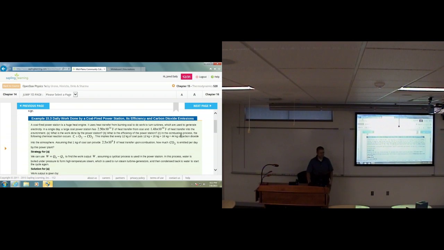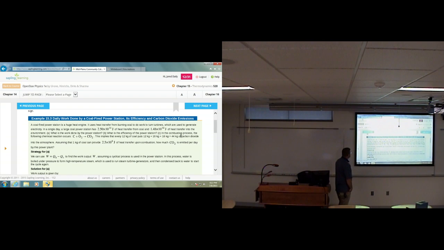So let's look at an example of a coal-fired power station. It's a big heat engine. You're burning coal, heating up water, and turning it into gas. You use that gas to turn turbines. As the gas turns the turbines, it cools off and turns back into a liquid, and then you heat it again, right? So in this particular power station, there's 2.5 times 10 to the 14 joules of heat that comes from the coal, and 1.48 times 10 to the 14 joules of heat transfer into the environment.